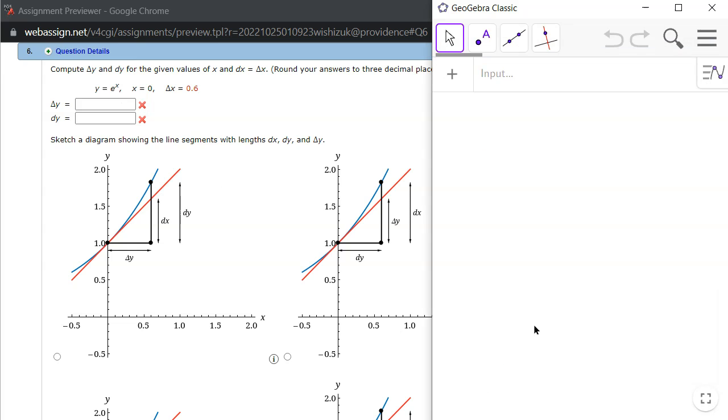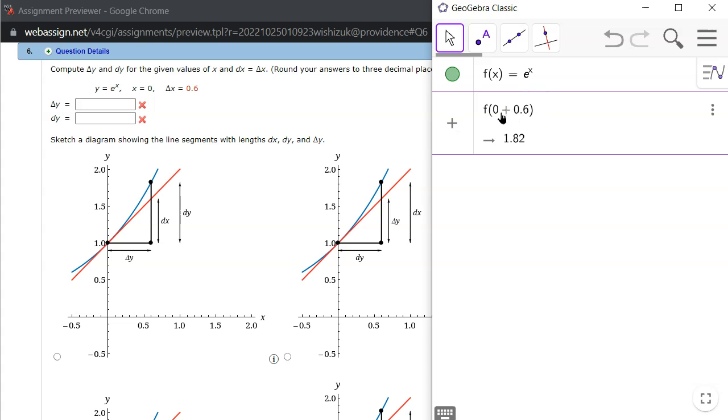So I'm going to just bring up GeoGebra. I'm going to call it f of x is e to the x, right? Hit enter. Now GeoGebra knows what the function is. Then x is 0, and delta x is 0.6. So I'm going to compute the difference between f of 0 plus delta x 0.6, which, zero doesn't do anything, and f of 0.